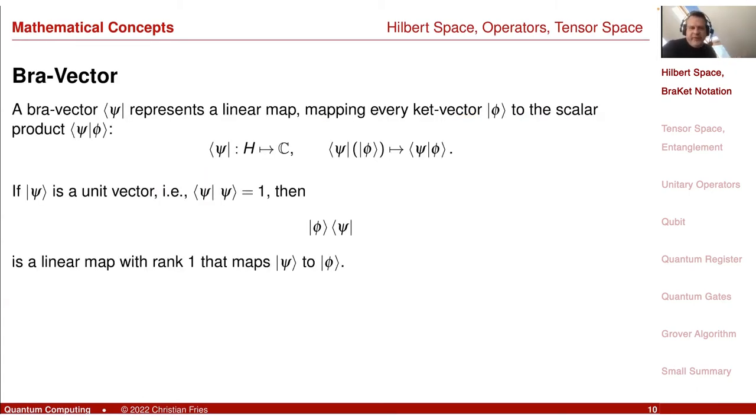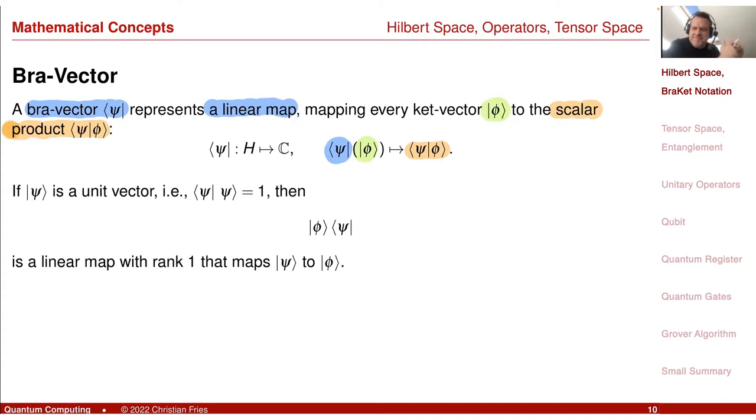The bra vector, so now there was only the ket vector, actually represents some linear map. So our bra vector, bra psi, represents here a linear map. Well, which linear map is that? So every vector ket phi is used as an argument to this map. So now I use here the notation function of an argument is assigned to the scalar product. So I just have here the scalar product. So I can interpret bra psi as a linear map that is given by the scalar product.